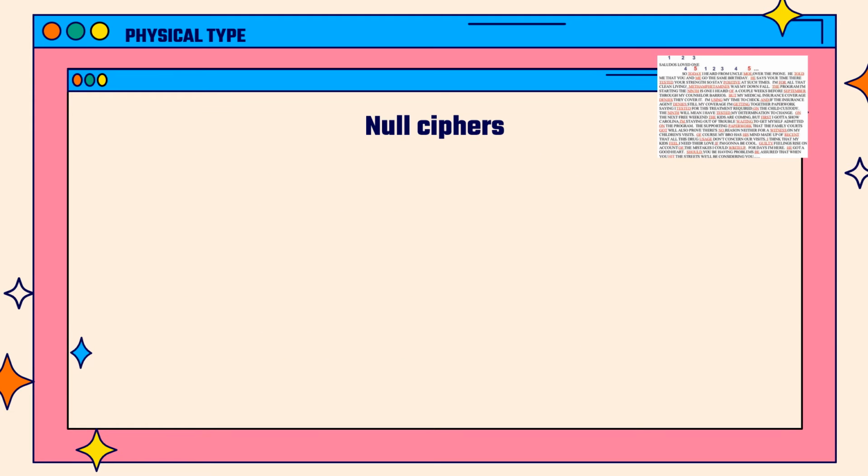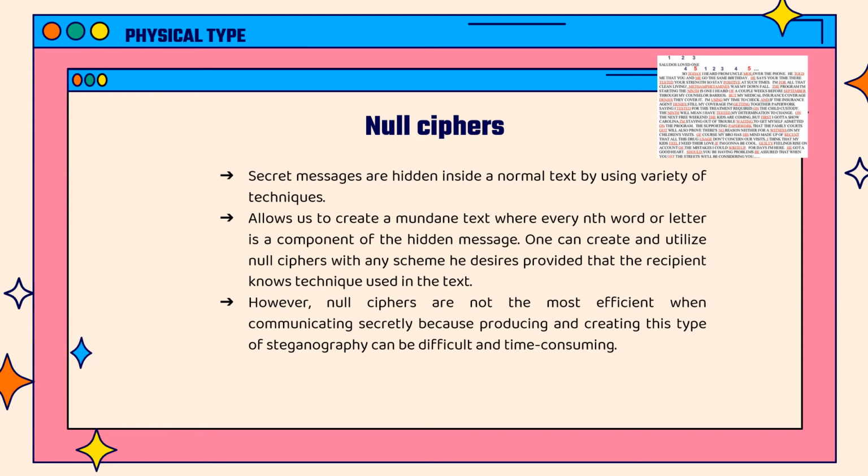Null ciphers are where secret messages are embedded by using a variety of techniques hidden inside the normal text. This allows us to create a mundane text where every nth word or letter is a component of the hidden message. One can utilize null ciphers with any scheme he desires provided that the recipient knows the technique used in the text. However, null ciphers are not the most efficient when communicating secretly because producing and creating this type of steganography can be difficult and time-consuming.